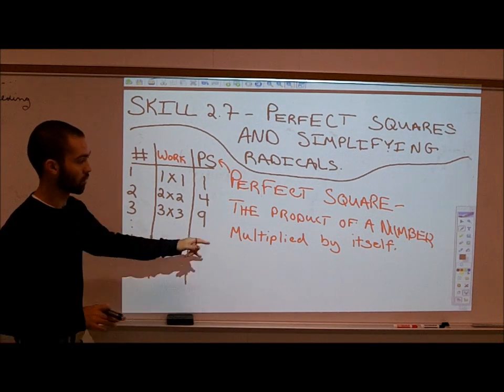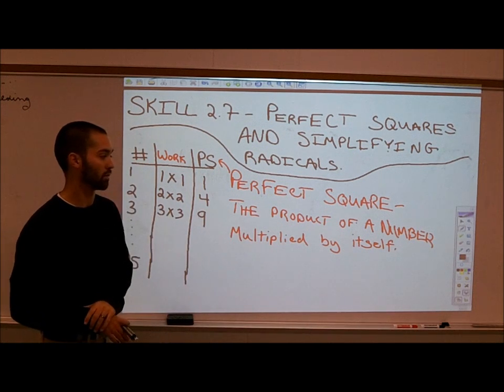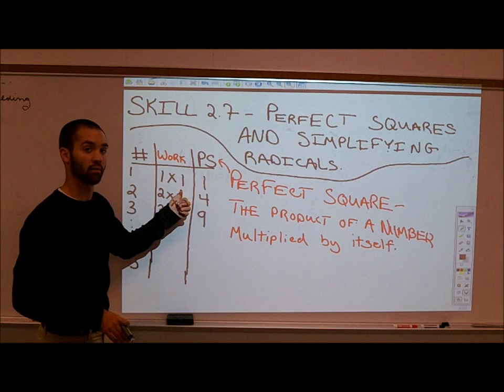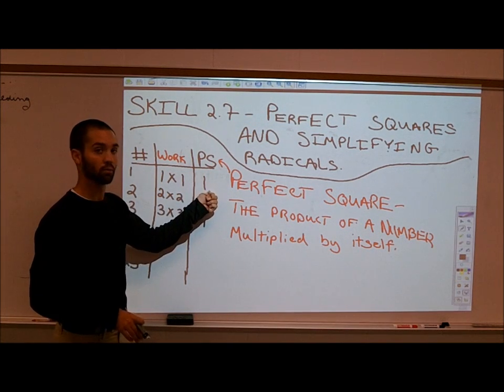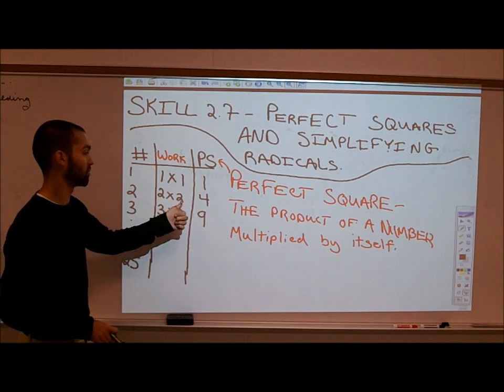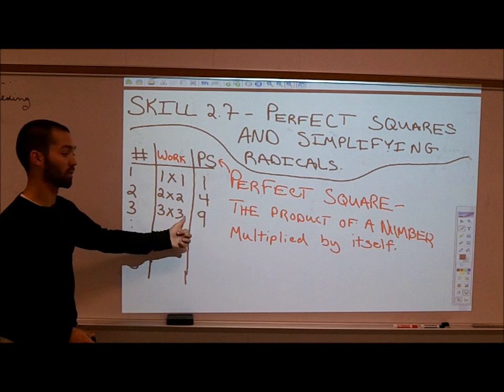Okay? Well, according to what a perfect square is, it is the product of a number multiplied by itself. So my number's 1, I multiply it by itself. Its perfect square is 1. 1 is the perfect square. 2 has the perfect square of 4. 2 times 2 is 4. 3 has the perfect square of 9.